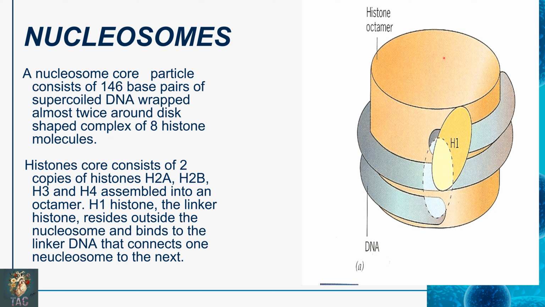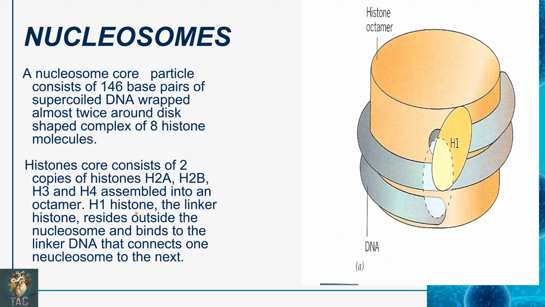These are called the histone octamer because it consists of 8 histone molecules. The DNA coils around the histone molecules with two coils, and this is H1, the linker histone protein. The histone core consists of two copies each of histones H2A, H2B, H3 and H4, which assemble into an octamer. These are the different histone proteins forming the histone octamer.